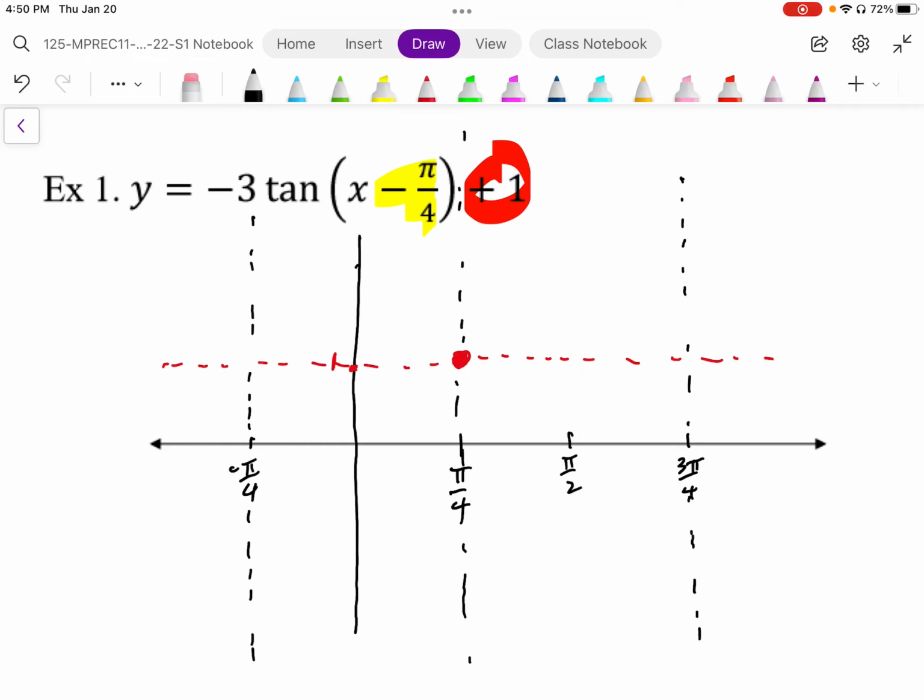So this is a vertical flip. So instead of normally going in this direction, okay, I'm going to now flip that graph. So it's going to go in this direction. Okay. Now, I could just sketch it in like that. That would be good enough.